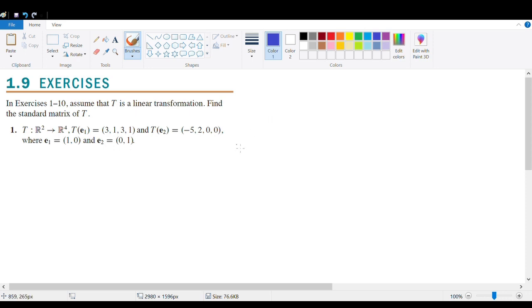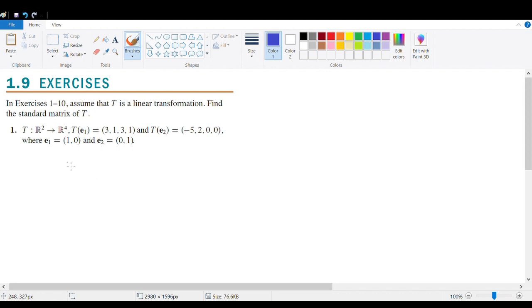In exercises 1 to 10, assume that T is a linear transformation. Find the standard matrix of T. So in 1, we have T from R2 to R4. T(e1) is (3, 1, 3, 1). T(e2) is (-5, 2, 0, 0), where e1 is (1, 0) and e2 is (0, 1).